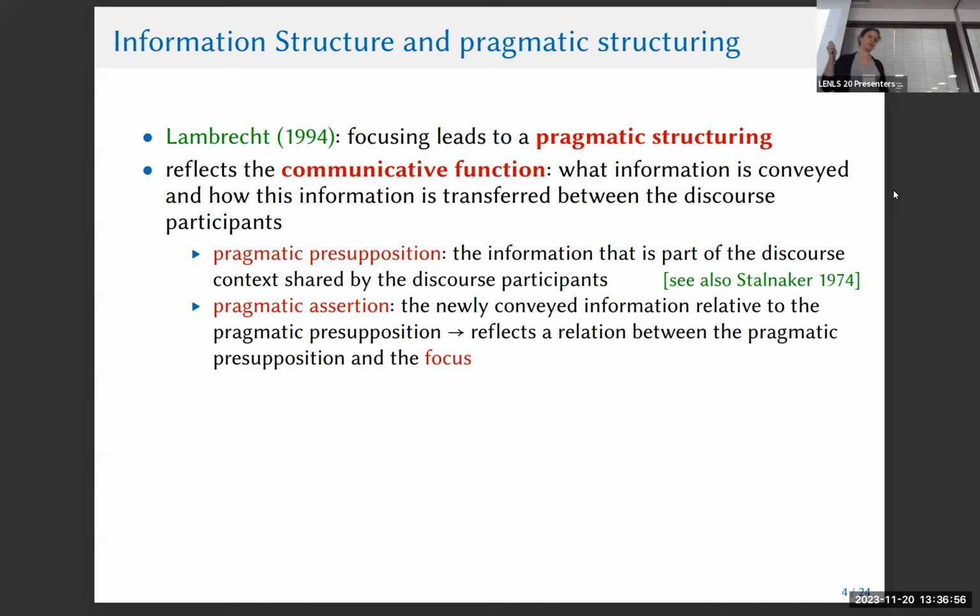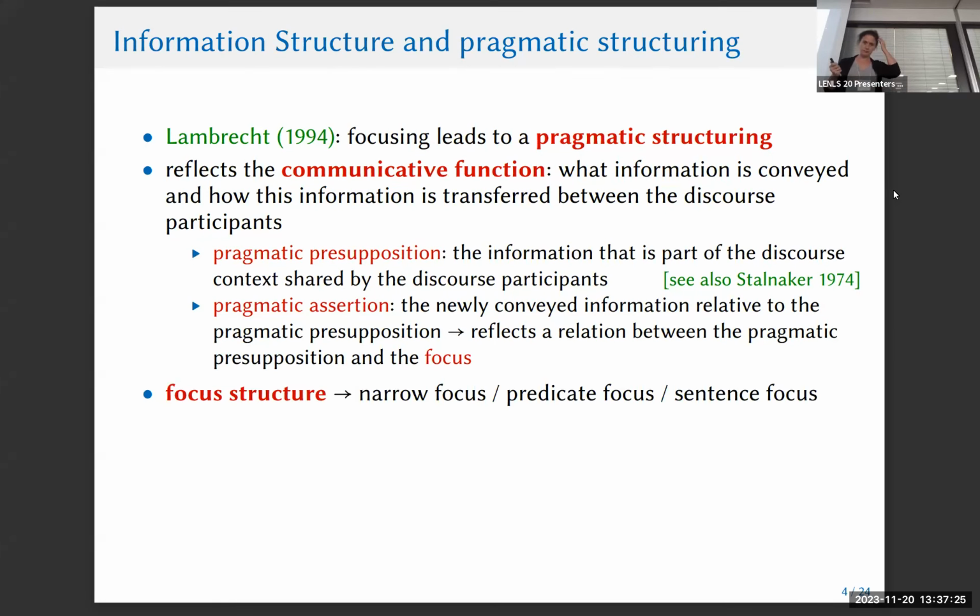The pragmatic assertion, that's important, that's the newly conveyed information. And what is that? So often it's said the focus is the new information. So here there's a little switch, a little different thinking. The newly conveyed information is not the focus or the content of the focus, but it's a relation between the pragmatic presupposition and the information content of whatever the focus is. So that's the information content of the focus domain.